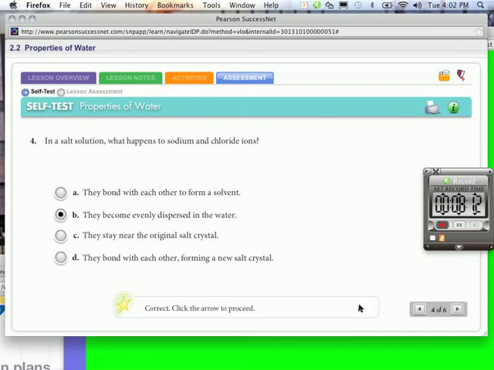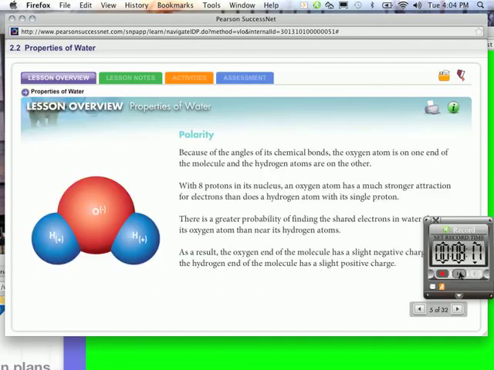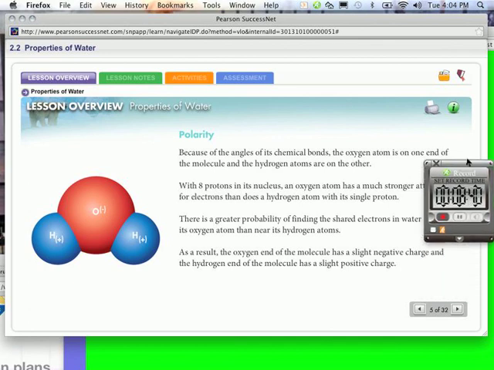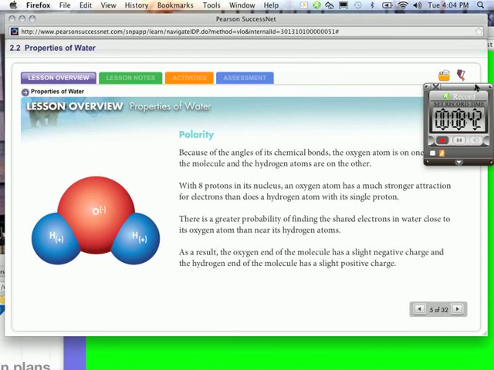Let's review a few major points. Because of the angles of its chemical bonds, the oxygen atom is on one end of the molecule and the hydrogen atoms are on the other. With 8 protons in its nucleus, an oxygen atom has a much stronger attraction for electrons than does a hydrogen atom with its single proton. There's a greater probability of finding the shared electrons in water close to its oxygen atom than near its hydrogen atoms. As a result, the oxygen atom of the molecule has a slight negative charge and the hydrogen end of the molecule has a slight positive charge.